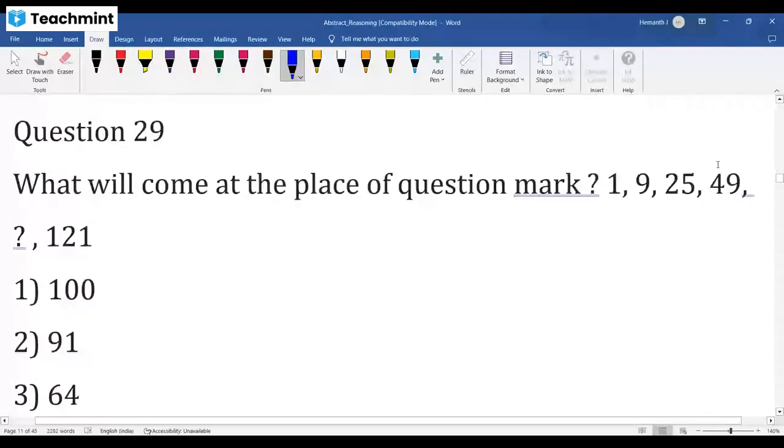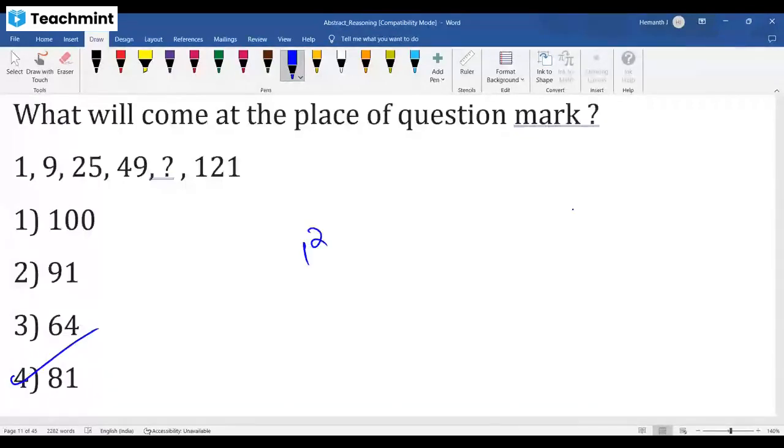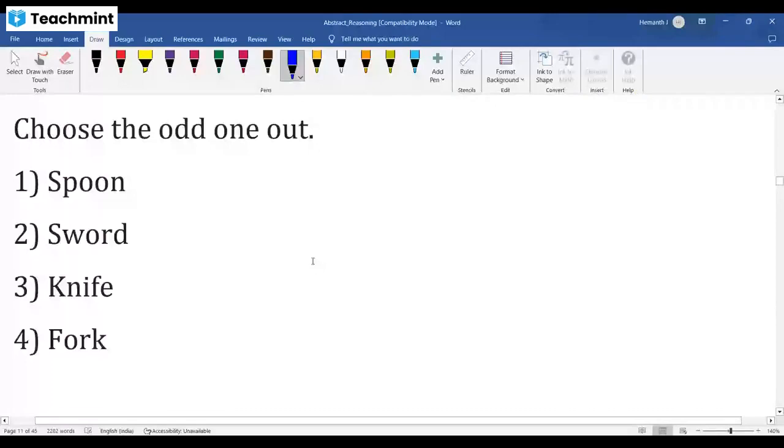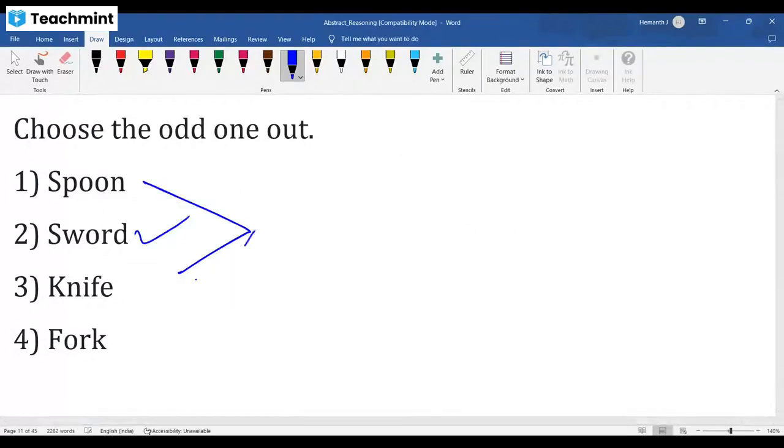Next one, I hope this is easy for you. Odd number squares, right? 1 square, 3 square, 5 square, 7 square, 9 square, and 11 square. Right? So 81. Next, choose the odd one out. Spoon, knife, I think I can help you out in this. Everybody can do that anyhow. Except SWOT, remaining all are the ones which we use in kitchen.